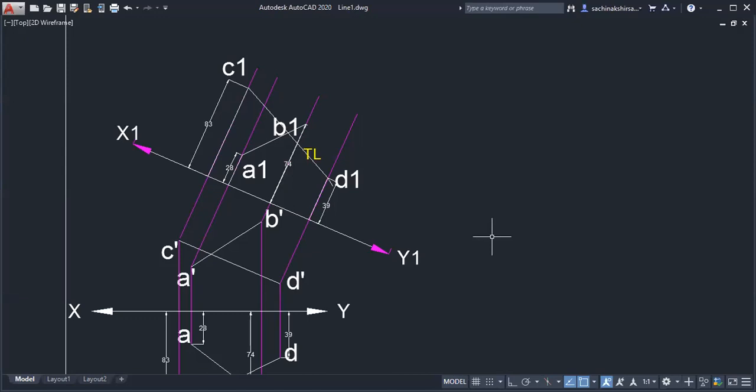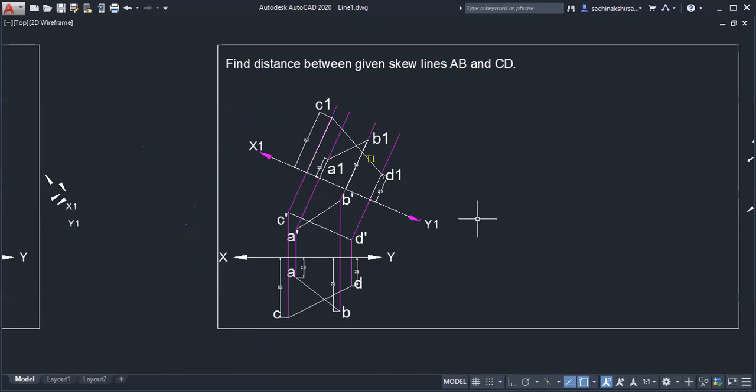Now, our aim is, out of these two lines, to get at least one line in point view. For one of the lines we got the true length. So how should we select the next plane so that we will get its point view? Perpendicular to C1 D1, so that we will get the point view.